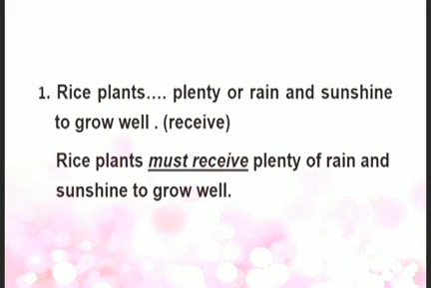Let's see exercise 3.2. Notice that you have to choose active voice when the subject is a doer. When the subject is a receiver, rewrite the sentence into passive voice. In number 1, the given sentence is: Rice plants receive plenty of rain and sunshine to grow well. You have to rewrite the sentence using must construction. So, the correct answer is: Rice plants must receive plenty of rain and sunshine to grow well.